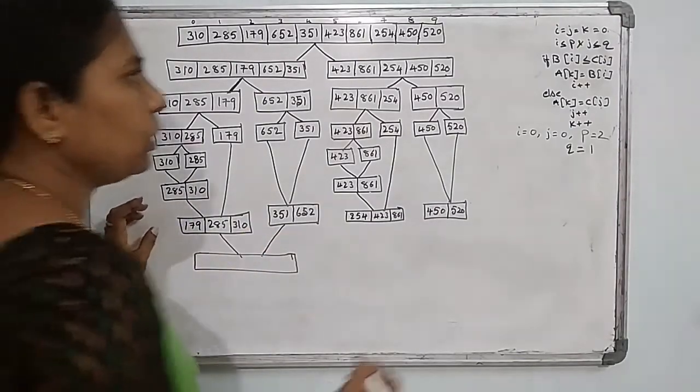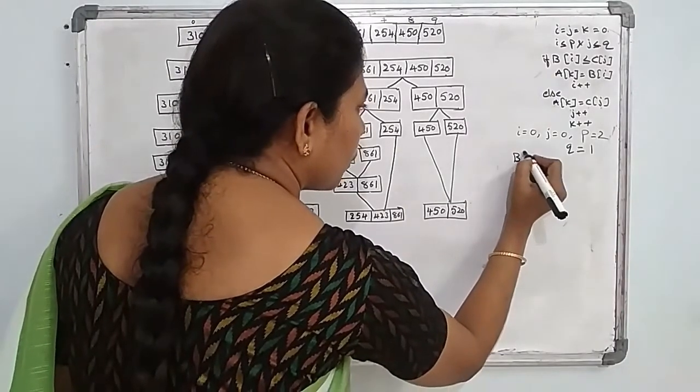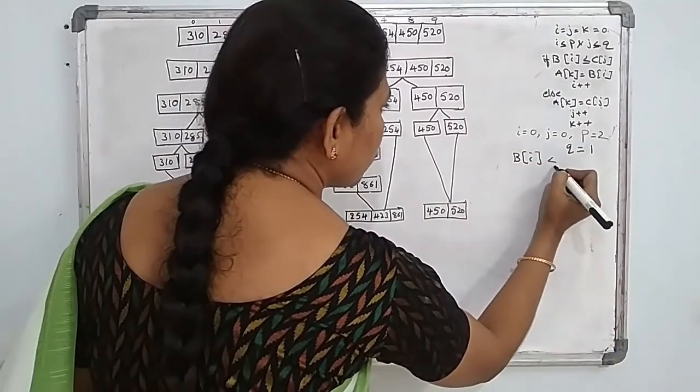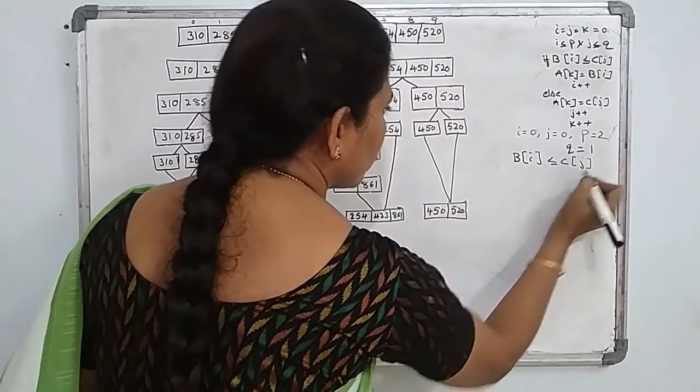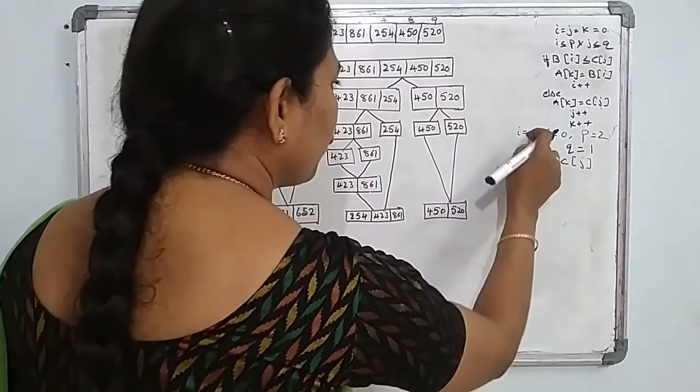Okay, now we check whether b of i is less than or equal to c of j. That means b of i, and b of i means b of 0.